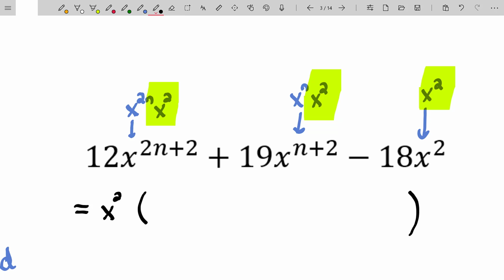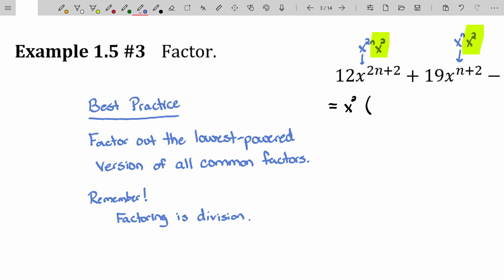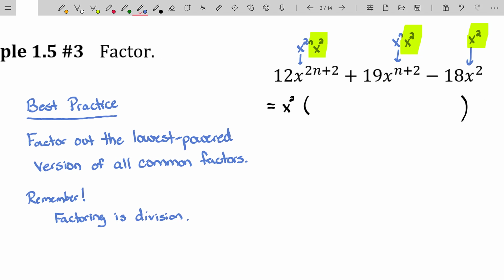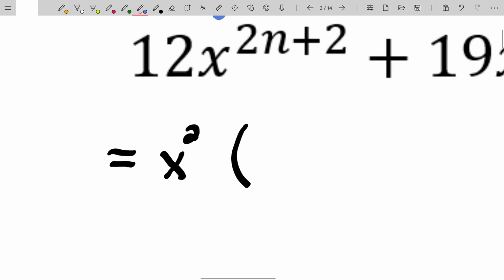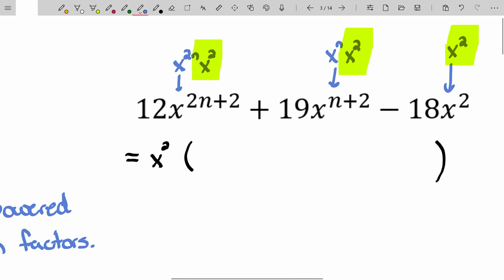Remember, if you don't remember this, it is good advice: factoring is division. That's what factoring is. I'm going to write that down. Factoring is division. That's super important because when you get to very complex expressions, you want to remember that you're actually dividing off an x squared when you're factoring x squared off of something. So if you imagine this here, just take a look at each of these terms. We have a 12x to the 2n times x squared. We have a 19x to the n times x squared, and we have a negative 18x squared.